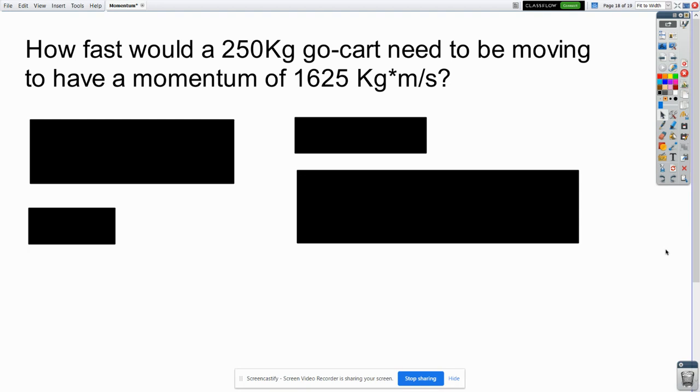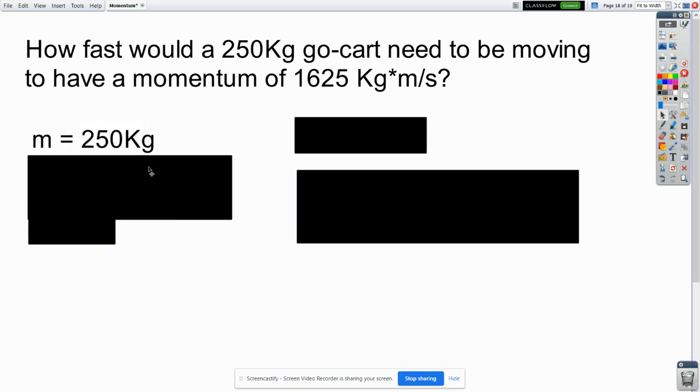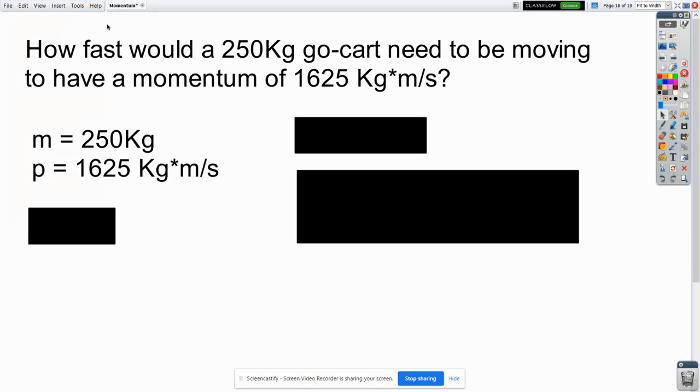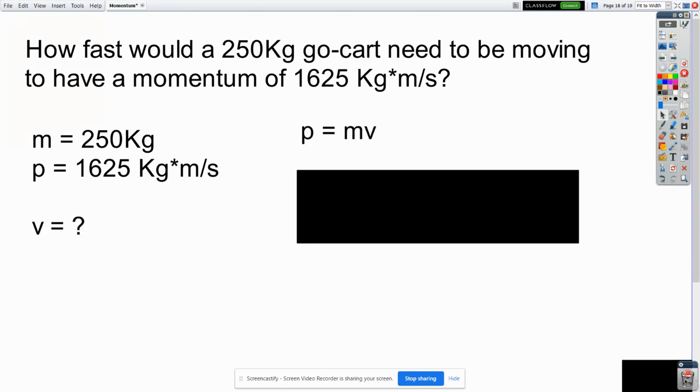Algebra is always a part of it. How fast would a 250 kilogram go-kart need to be moving to have a momentum of 1,625 kilograms meters per second? Kilograms measure mass, and that big mess, kilograms meters per second, measures momentum. This time I want to know what the velocity is, how fast it's moving. Same equation, because that's the only equation we have for momentum right now.